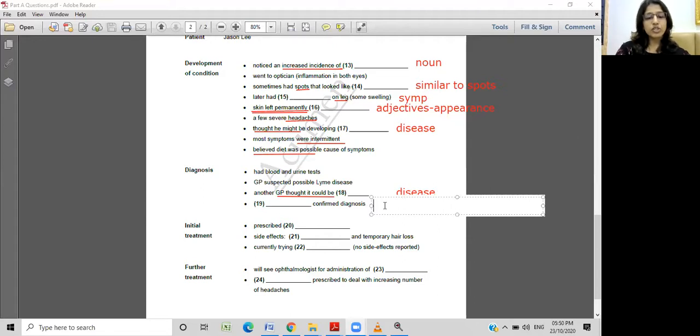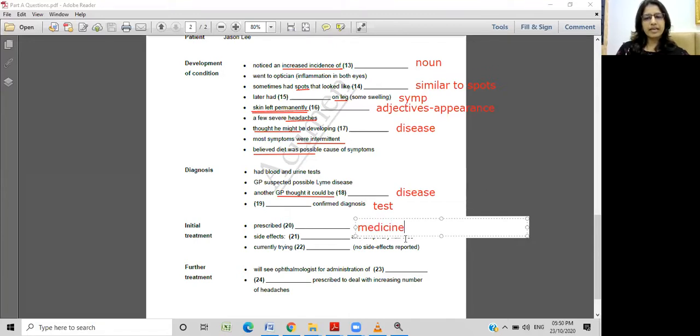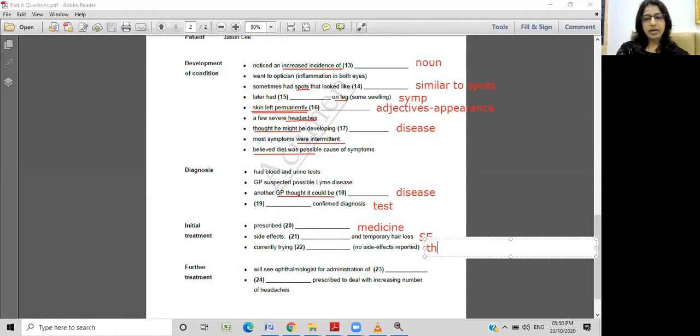Test, yeah. Which test confirmed the diagnosis, right? Here I'm not looking for diagnosis. I'm looking for a test that confirmed diagnosis. Then this is pretty simple, medicine. Then next one is side effect and currently trying. So here it has to be again one of the treatments or therapies, and my key here is no side effects reported. So this has to be different from the medication that he discussed earlier, right?